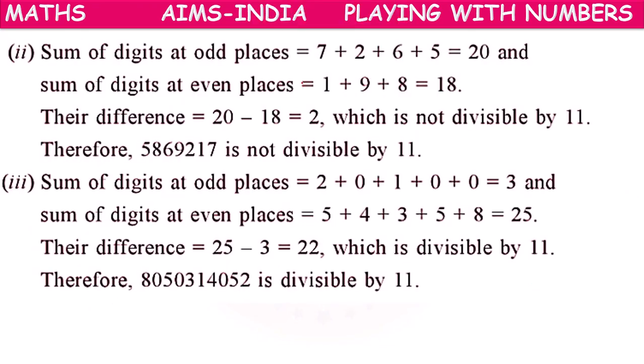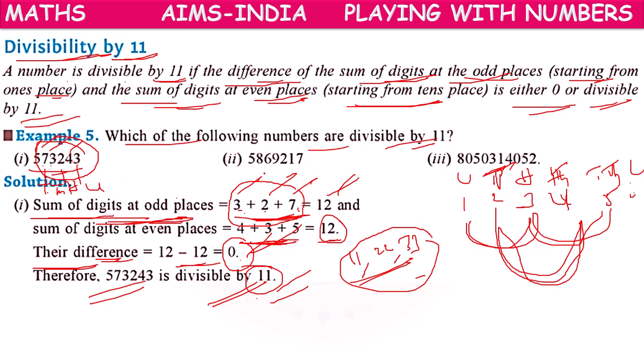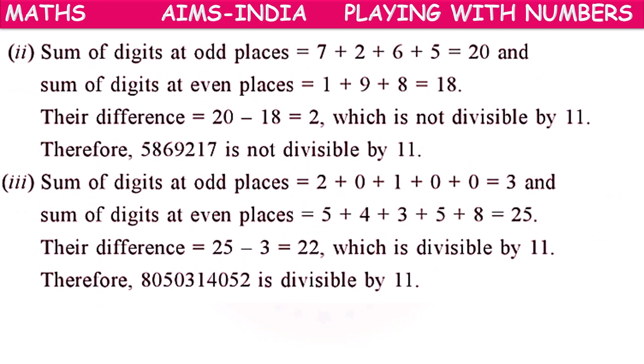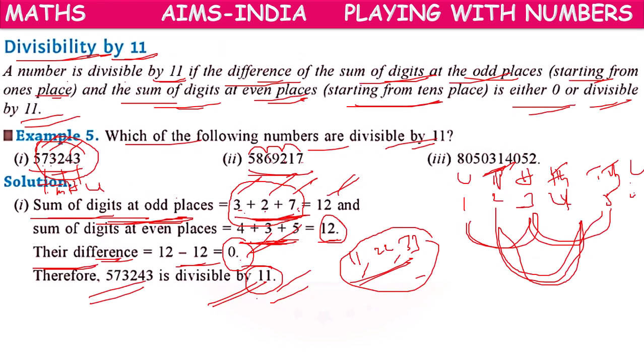Next, the second one. 5, 8, 6, 9, 2, 1. This is 1, 3, 5, 7. Or from the right side, 7, 2, 6, 5. 7, 2, 6, 5 are the odd places. We have to do their sum. How much? 20. Next, 1, 9, 8 are even places.